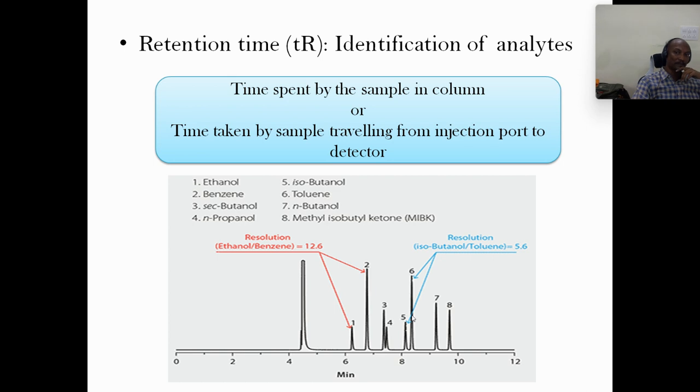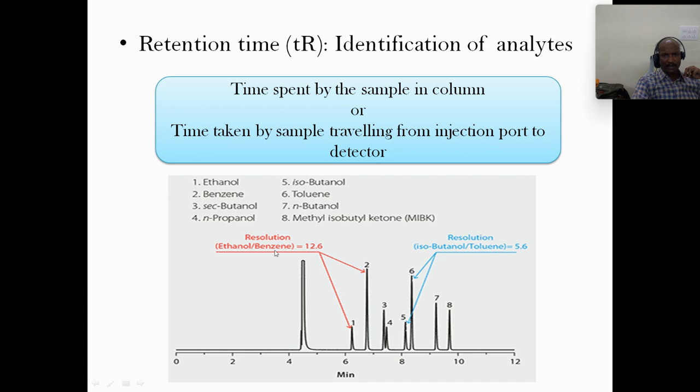Gas chromatography. What are the various solvents here? We have already told that. You just see this one, all these are liquids only. One is ethanol, next benzene, secondary butanol, n-propanol, isobutanol, toluene, n-butanol, and methyl isobutyl ketone. All these 8 sample mixtures can be separated by using gas chromatography techniques.